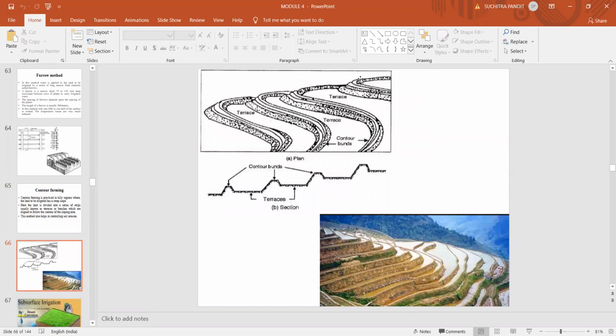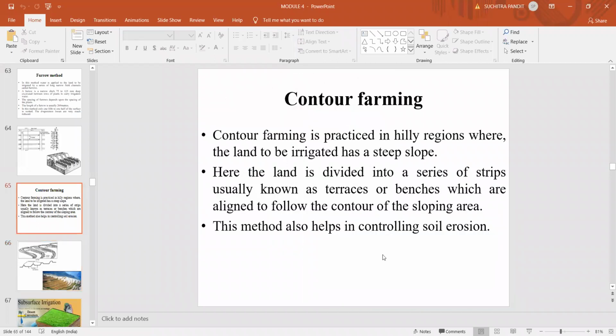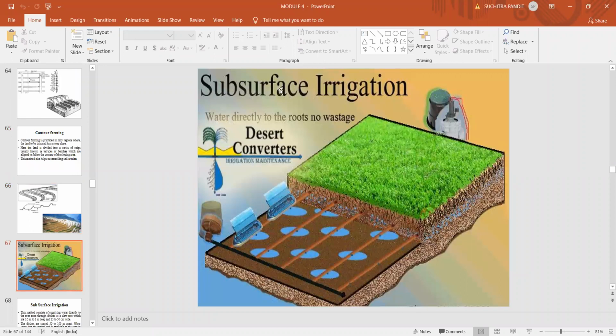Now you can see here, these are the contour bunds, which divide the plot into a number of curved strips, and these strips are divided by means of these contour bunds or contour borders. In between the contour bunds, you can grow crops. Wherever you have a steeper terrain, you can go in for contour farming. This contour follows the particular contour of that area. This figure clearly shows the contour method of irrigation. In between these two contour bunds, you can grow the crops, and so this method is known as the contour farming method. And next is the subsurface irrigation method.